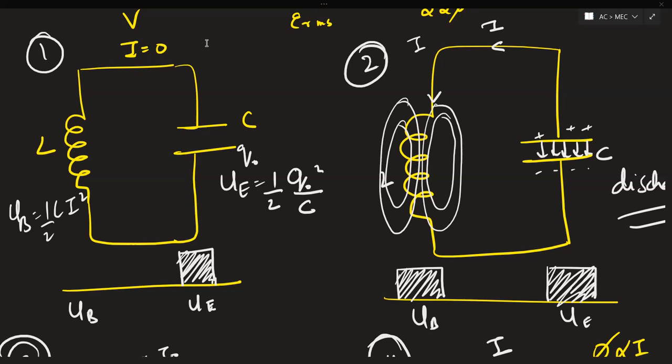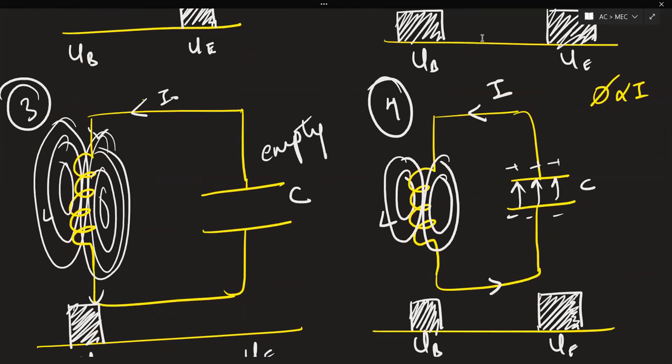So current flowed or not in the circuit? It flowed. Current flowed. Because of current there was a magnetic field, so we had magnetic energy. So now at this moment we have both electric and magnetic energy. Both the energies are there.